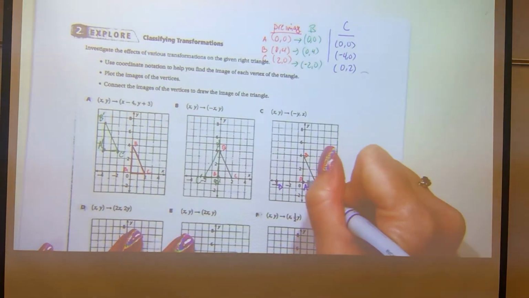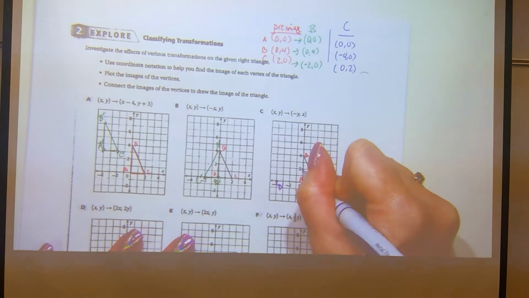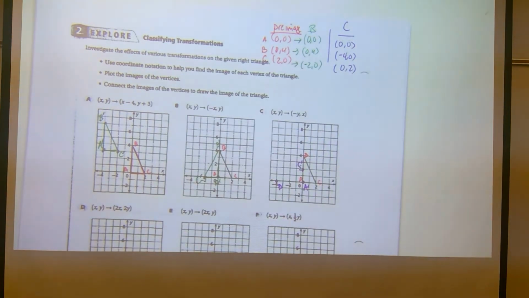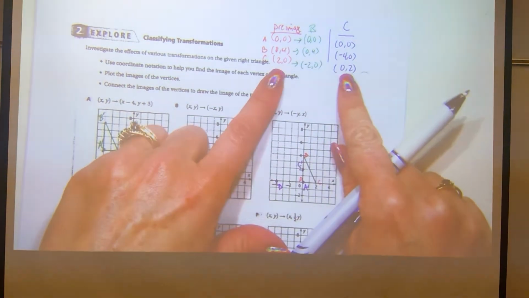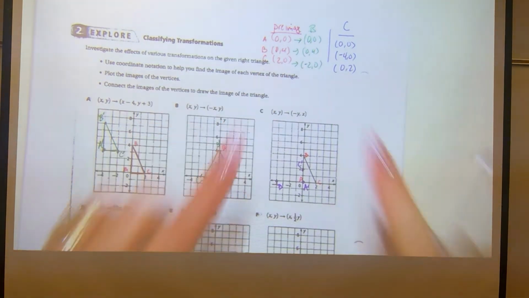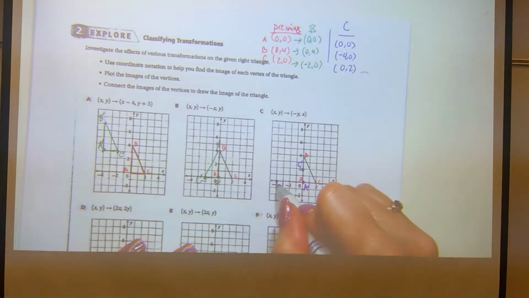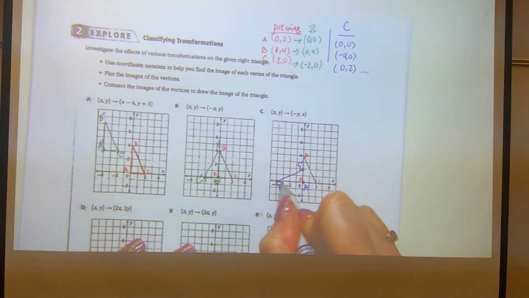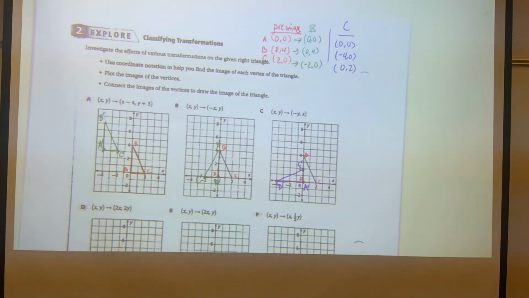Notice that I don't change the algebraic sign on the 2, because it was the x, it's the y that changes algebraic sign. So my triangle for this transformation C looks like that.